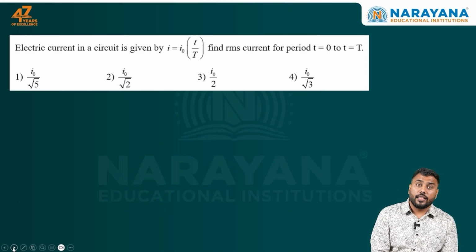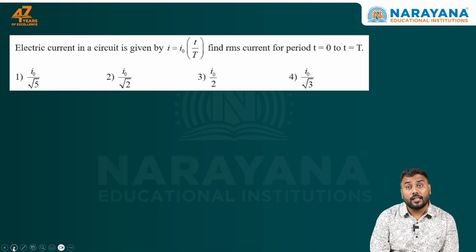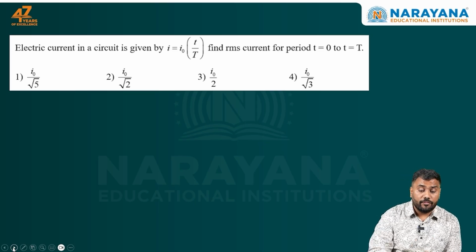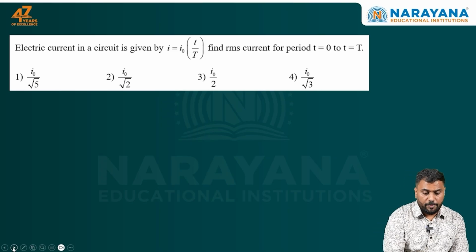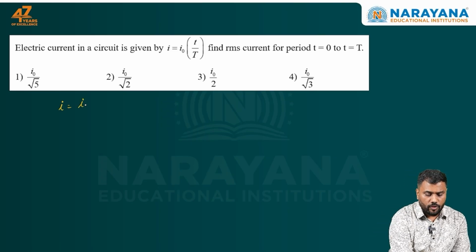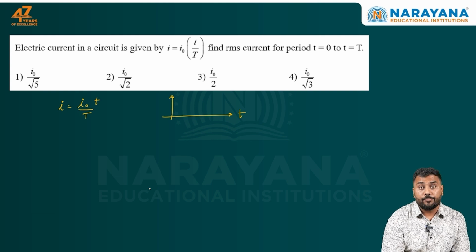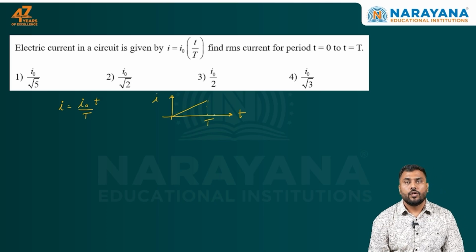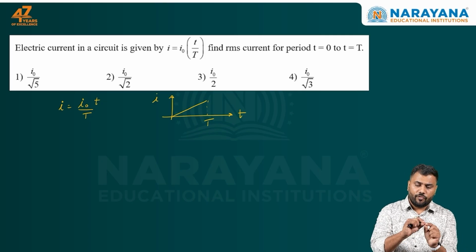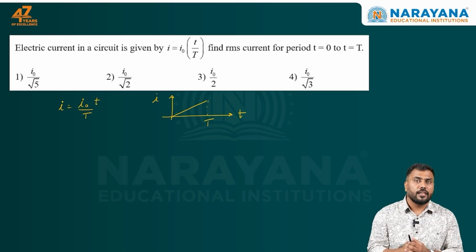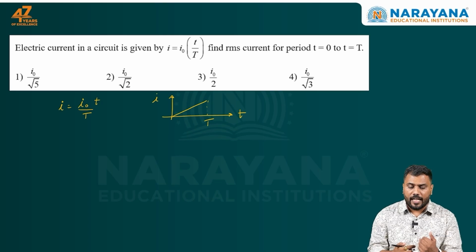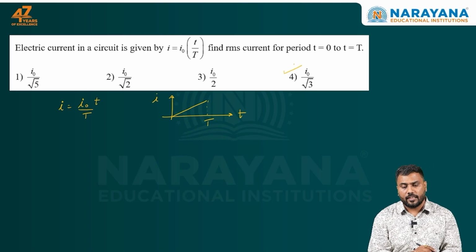The next question is again a very easy question. It is from AC current, alternating current. The question is asking you to find the RMS current from 0 to T time for a current given by I equals I0 times t by T. If you see the graph of this current versus time, then this current should be linearly increasing up to a time of capital T. If you know directly that for a triangular waveform, the RMS current is given by peak value by root 3, then by that knowledge you can say the correct answer should be option 4.